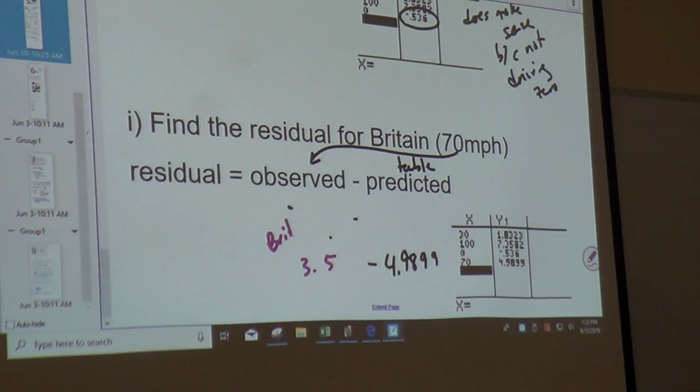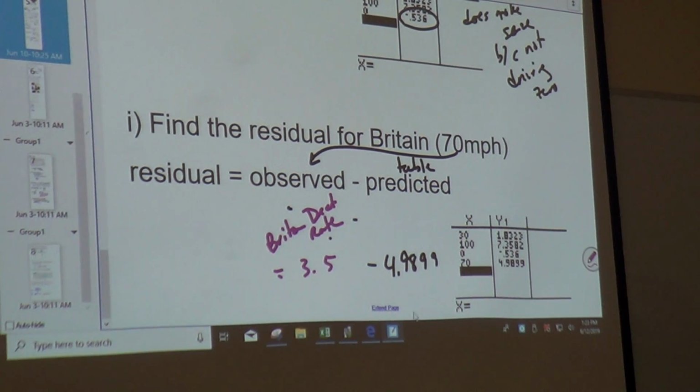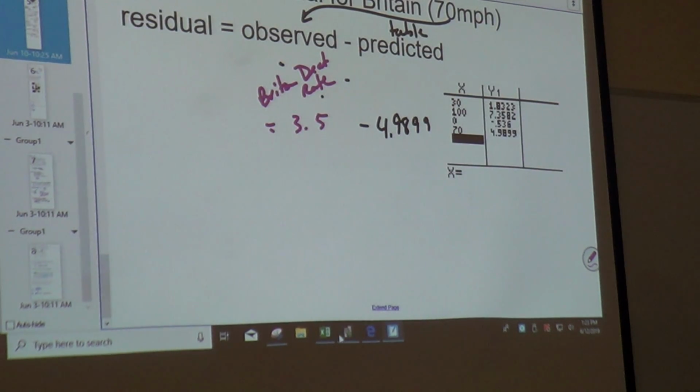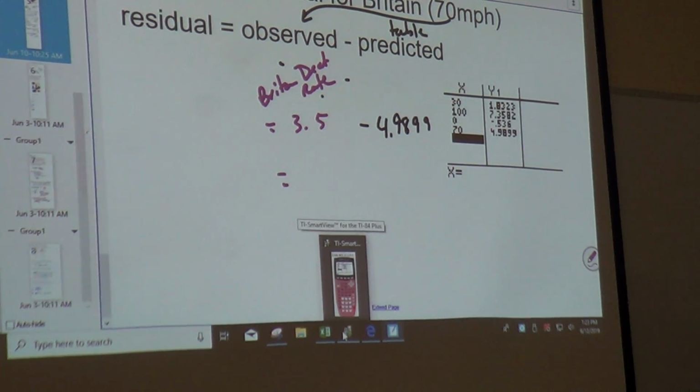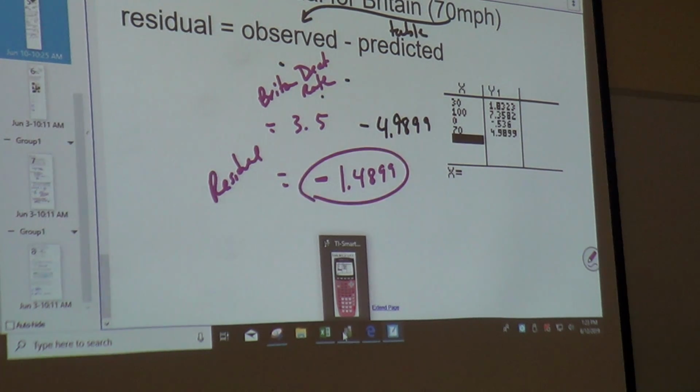Is Britain's death rate. So the residual is going to be 3.5 minus the 4.9899. Somebody with a calculator. Negative something. 3.5 minus, who? Negative 1.4899. Yep. That's going to be your residual.